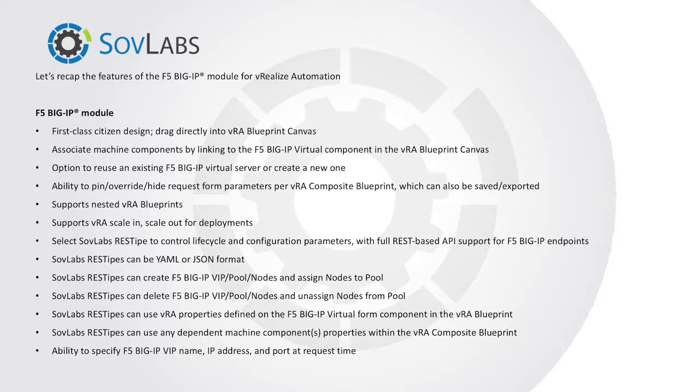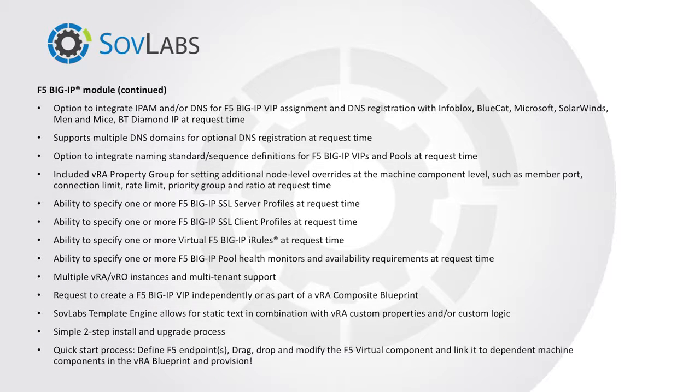The ability to specify F5 BIG-IP VIP name, IP address, and port at request time. Option to integrate IPAM and/or DNS for F5 BIG-IP VIP assignment and DNS registration with Infoblox, BlueCat, Microsoft, SolarWinds, Men and Mice, BT Diamond IP at request time. Supports multiple DNS domains for optional DNS registration at request time. Option to integrate naming standard or sequence definitions for F5 BIG-IP VIPs and pools at request time.